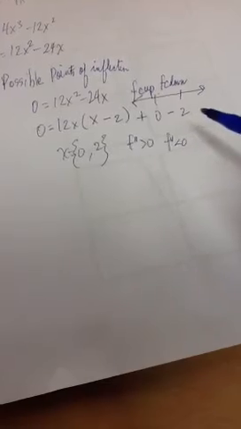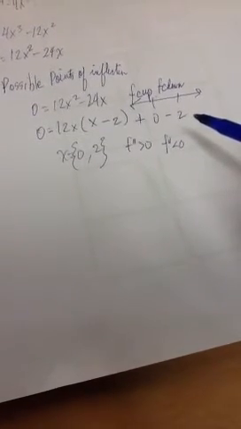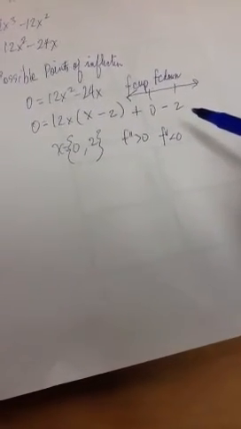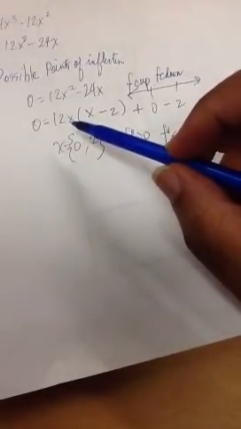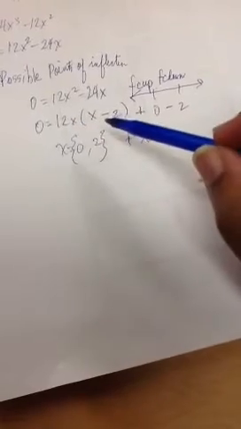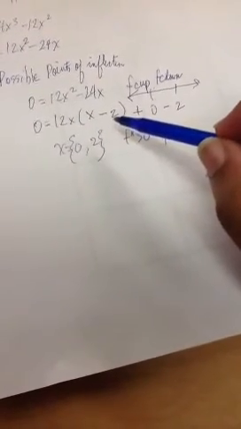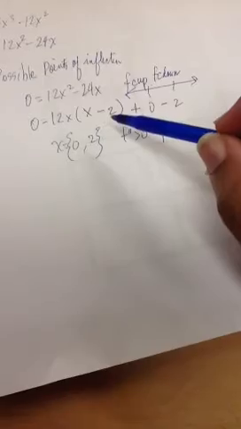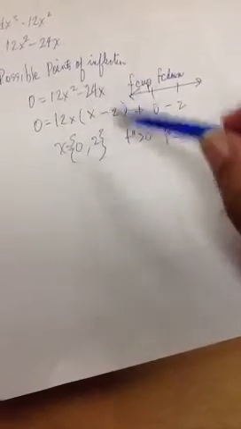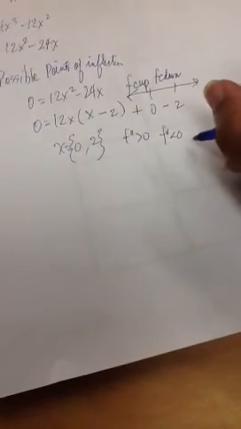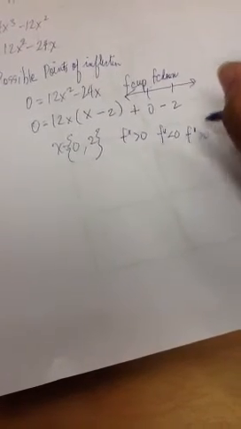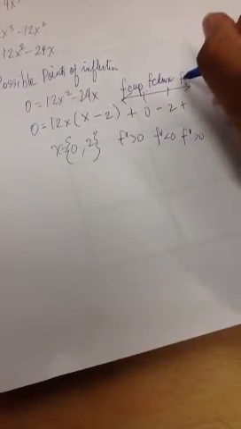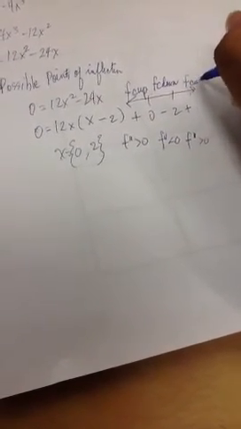Then the number in this interval is something bigger than 2, so it'll be like 3. 12 times 3 is 36, so it's positive. Times 3 minus 2, that's 1, so that's positive. Positive times a positive is a positive, so f double prime here is greater than 0, which says it's positive, so my function f is concave up, C up.